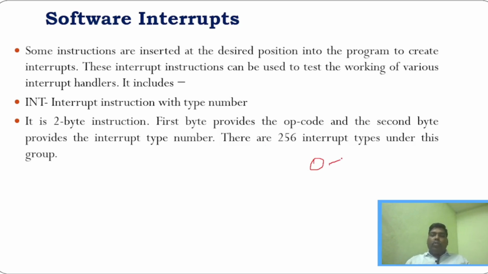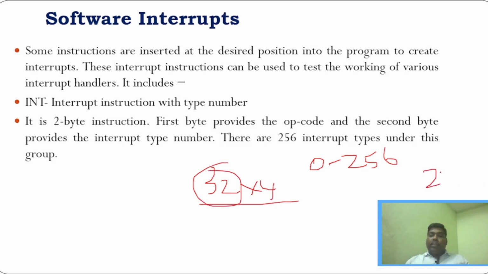So from 0 to 256, we are able to find the address locations of any interrupt type. For example, if it is 32, then 32 into 4 is the address location of interrupt 32. Similarly, if it is 24, then 24 into 4 is the address location of interrupt 24. So the software interrupts run from 0 to 255, so totally there will be 256 interrupts.